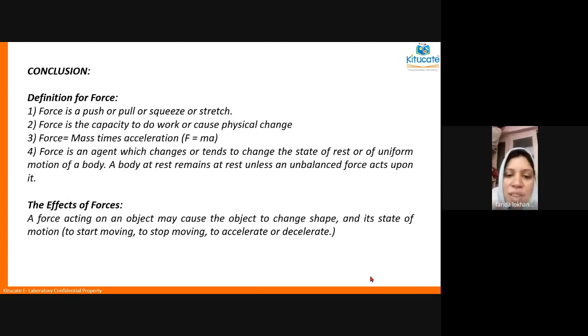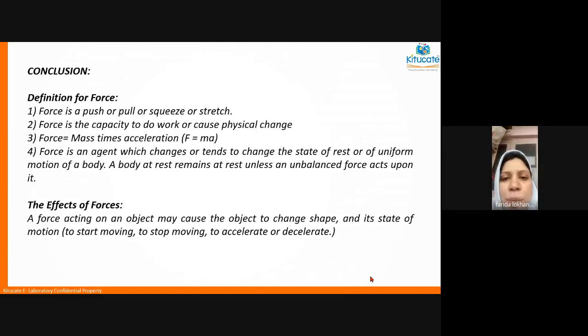And force is such a thing or such an agent which will change the state of rest or state of motion of a body. Okay, if something is at rest, it will remain at rest until it is applied by an unbalanced force. Okay, if there is a balanced force, it is not going to affect it. And what are the effects of the force? It could change the shape, it could change the state of motion also. Okay, clear? This effect is clear. Yes, ma'am. Okay, we'll go to our next experiment.